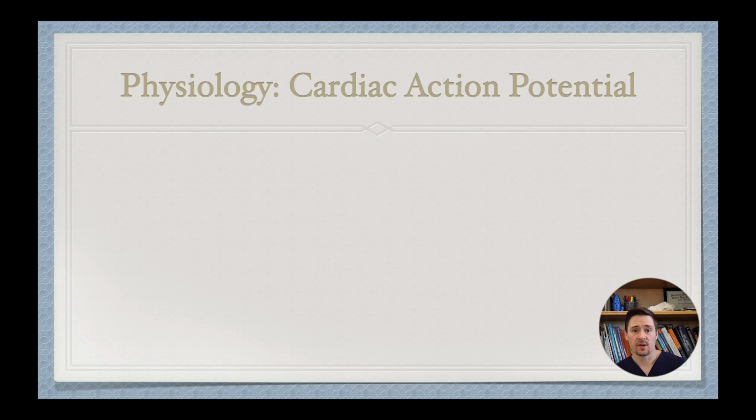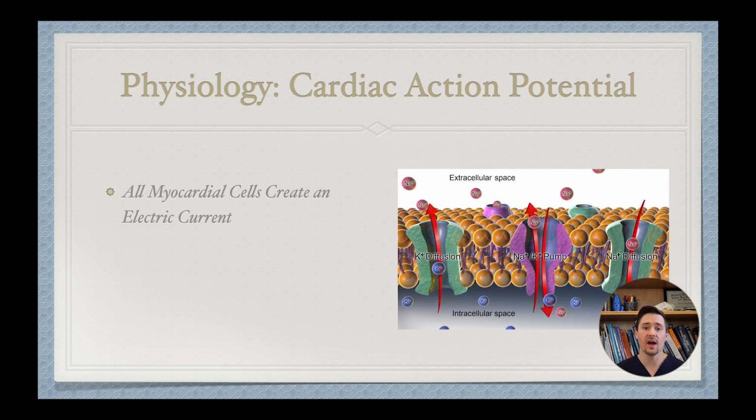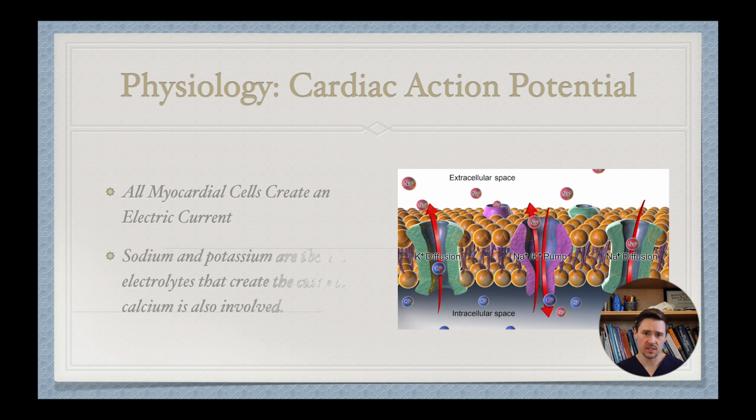So first, we're going to talk about the heart on a cellular level. Now, this is going to be a brief overview. Don't panic. I just want to quickly highlight a few things. One, all myocardial cells, heart cells, create an electric current. This is important for abnormal ECGs, which we won't get into today, but start to incorporate that into how you think about the heart. Also, sodium and potassium are the main electrolytes that create the current, but calcium is also involved, and in a later video, we'll get into a deep dive about why that is, and some common presentations you'll see on emergency, and how it affects our patients.